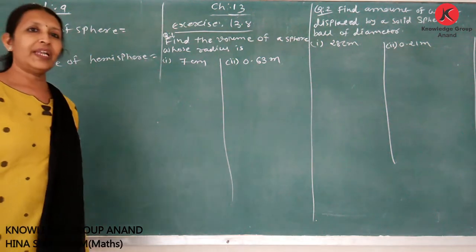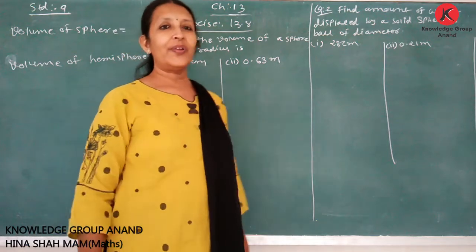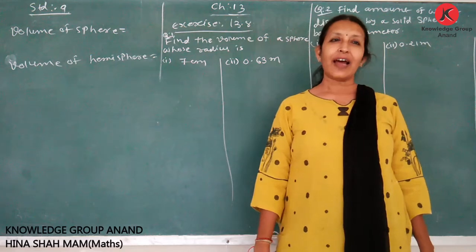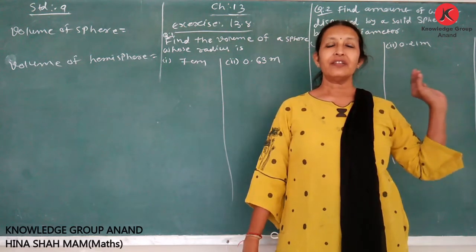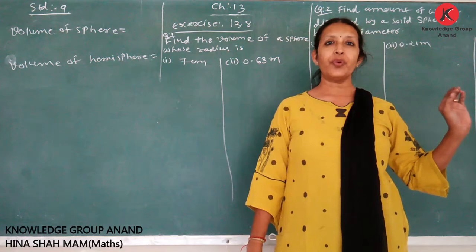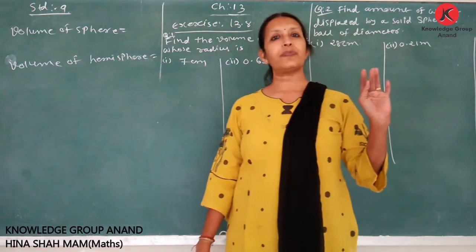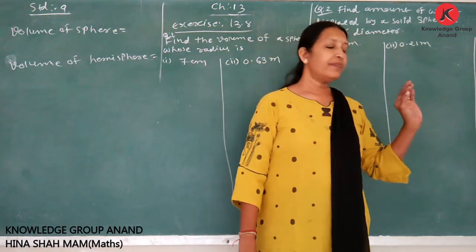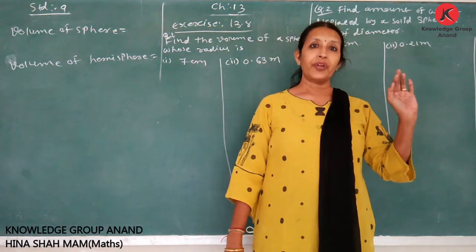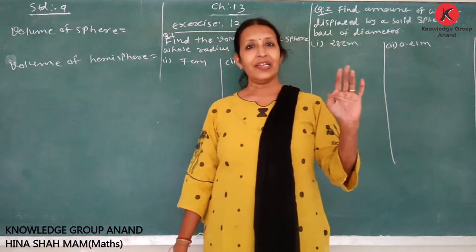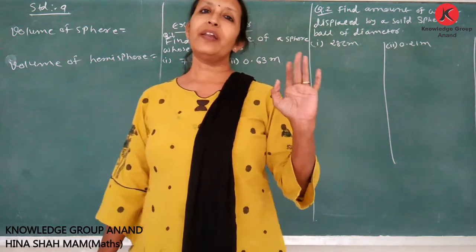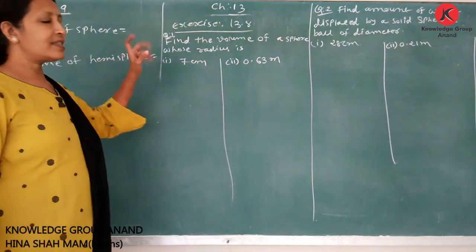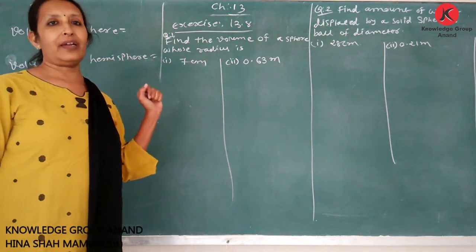Now we learn volume of sphere and hemisphere. Last we learned surface area of cube, cuboid, cylinder, cone, sphere and hemisphere. Volume of cube, cuboid, cylinder, cone, sphere and hemisphere. It is our last exercise 13.8 about sphere and hemisphere.